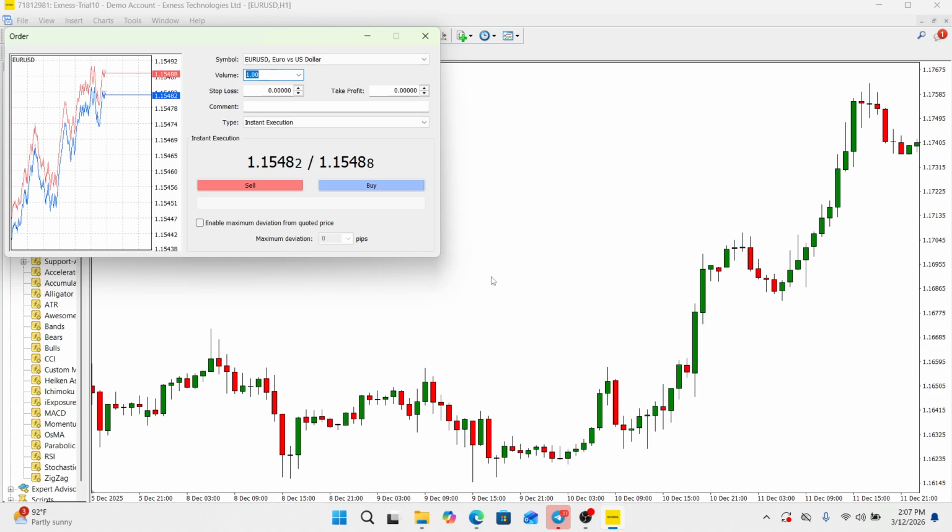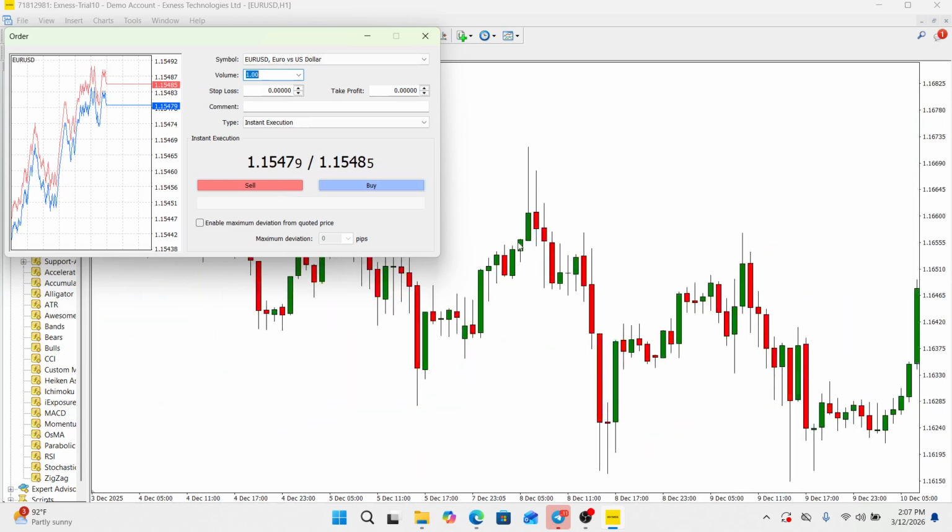Now let's put pips and lots together. Take this EUR/USD pair with a standard lot. A typical pip value is about 10 USD per pip, so a 20 pip move in your favor is roughly 200 USD. The same 20 pips against you is a 200 USD loss.